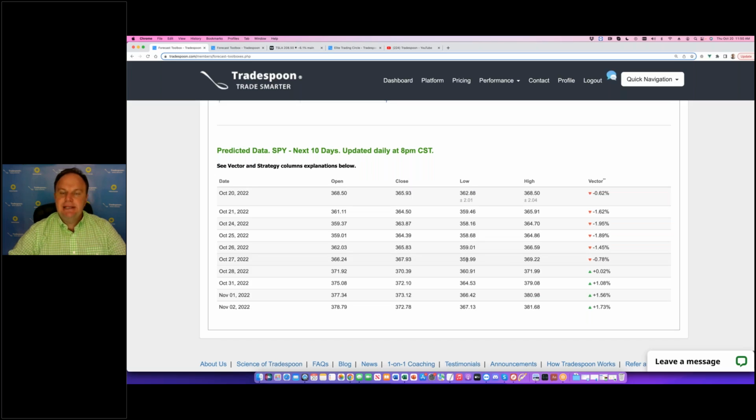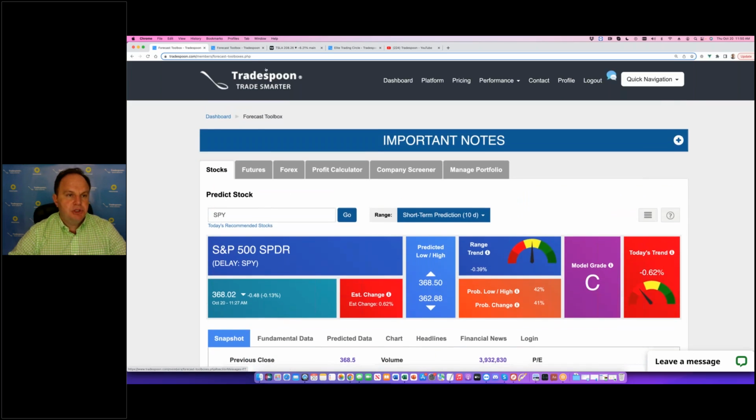I agree with the model. Next 10 days, I think we're trading in the range going into midterm elections. So I agree with the model for the next 10 days. Beyond the next 10 days, the model is negative, right?